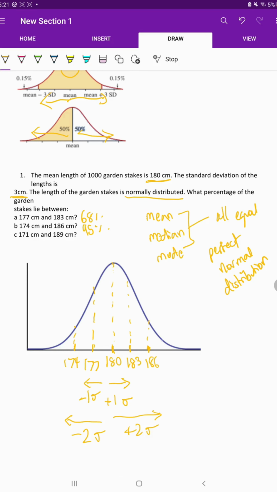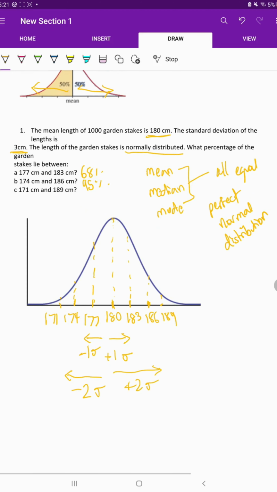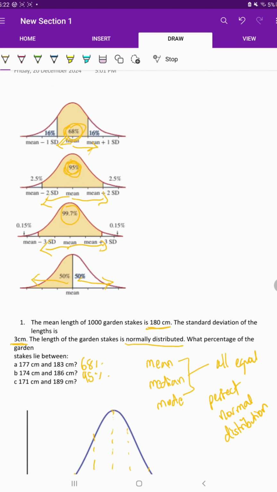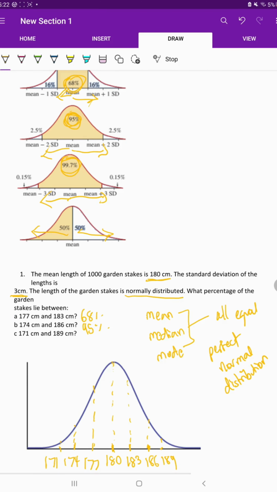And lastly, if we move one more standard deviation, it'll be 189. And one more to the left will give us 171. We can put the arrows below, so plus 3 standard deviations and minus 3 standard deviations. And if we look back, when we move 3 standard deviations away from the mean, 99.7% of the data lies within. So our last answer would just be 99.7%.